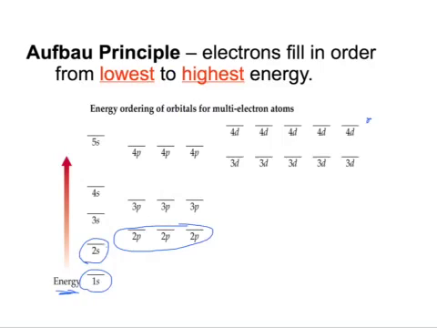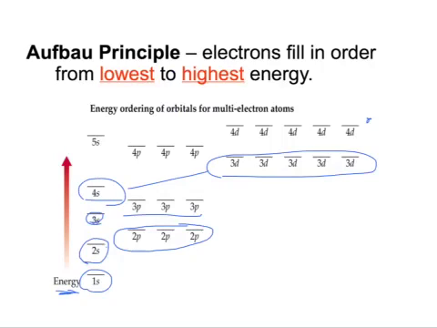And then we go up to 3s and 3p, and then 4s, and then 3d. So when we were doing the Bohr model for transition metals, we saw that it was kind of odd that we went from 4s to 3d, but now we see that it's because of the energy, and the 4s orbital has lower energy than the 3d orbital.